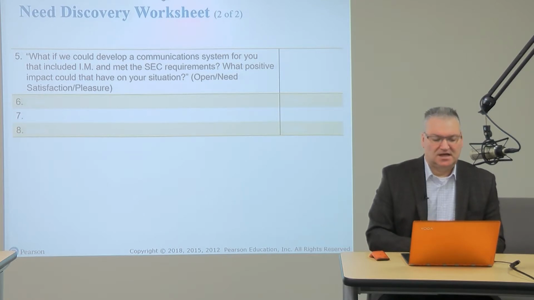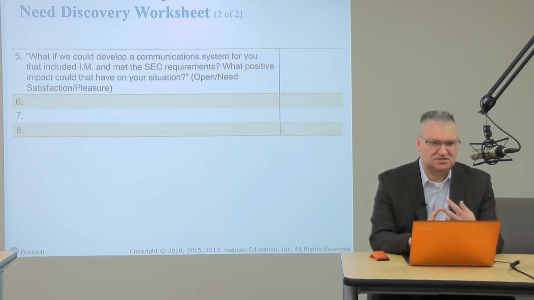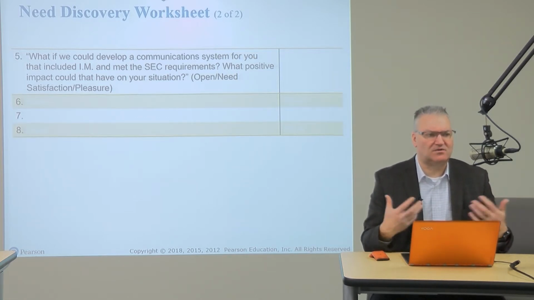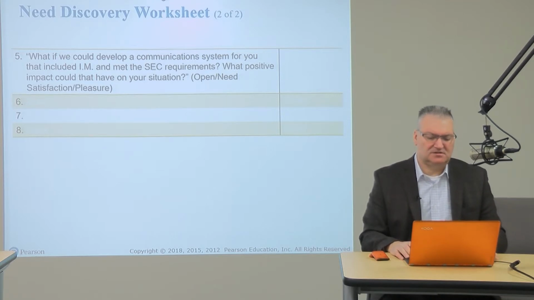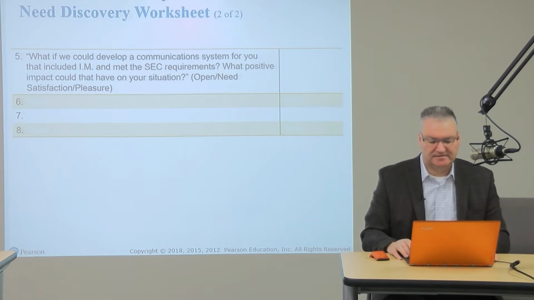Tell me more. What if we could develop a communication system for you that included instant messaging and met the SEC requirements? What positive impact would that have on your situation? So now they're starting to think about, geez, I can fix some of my cellular and telecom costs, plus I can increase my compliance and make my internal customer happier. So they start really thinking about, tell me more about this. How is this going to work, and what does this look like? You see how this is a key to moving them down through the process with a questioning process, right?